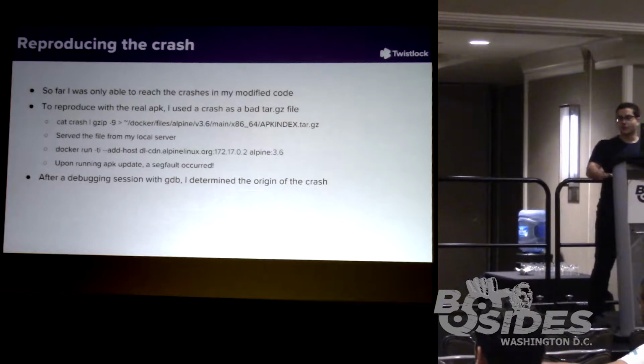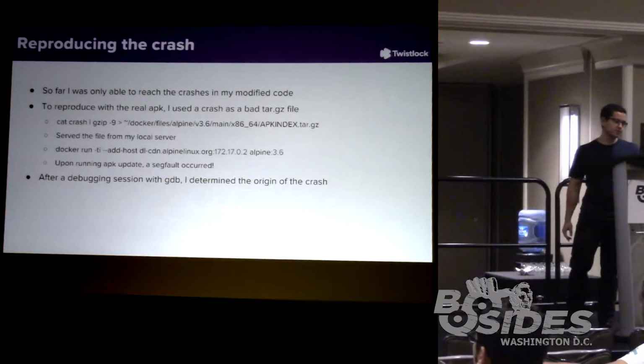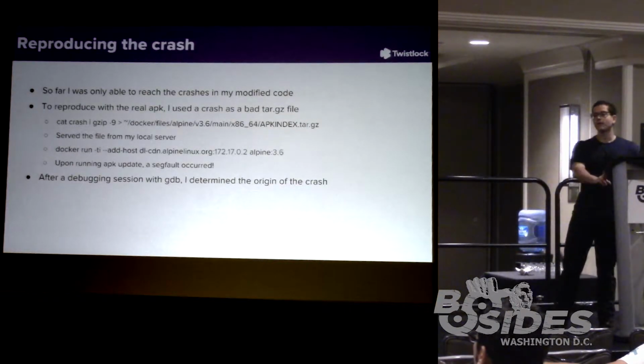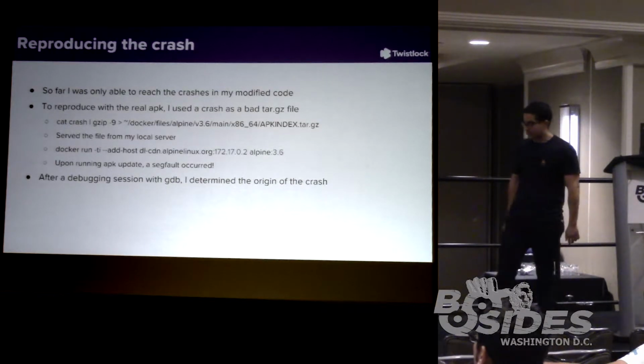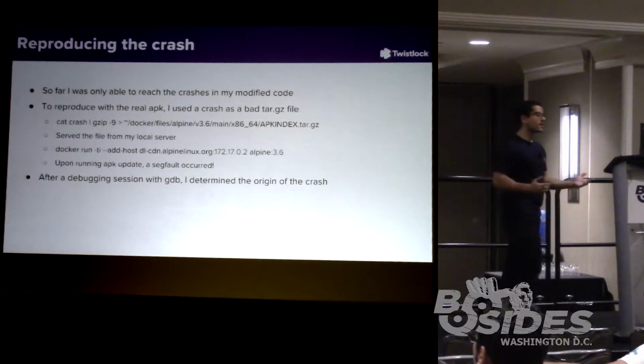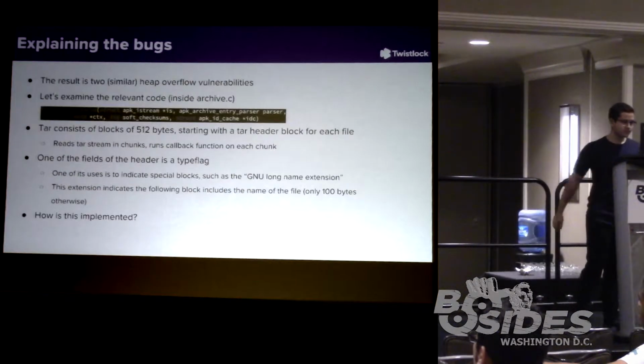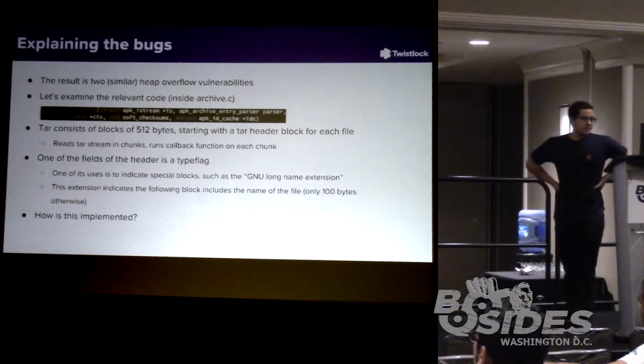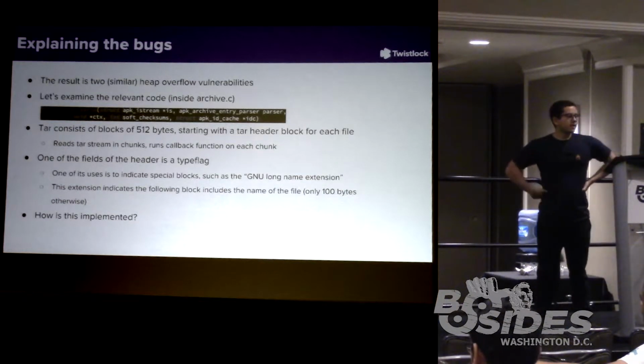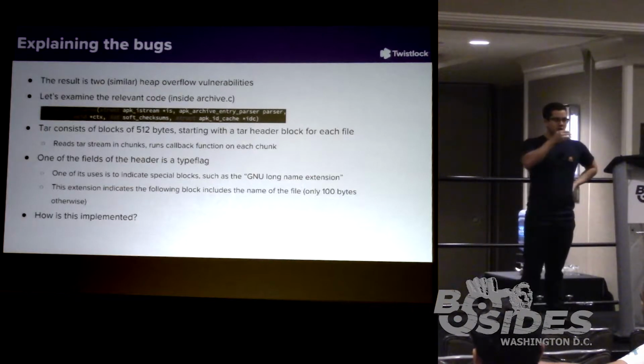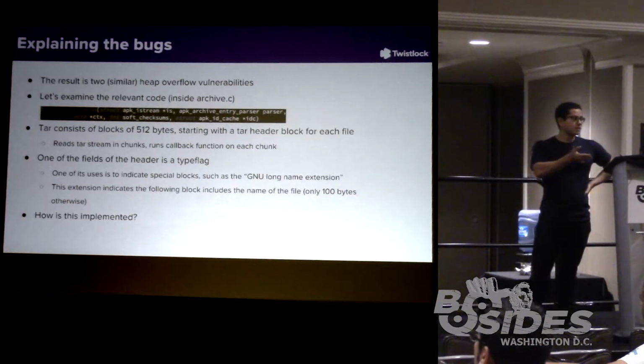So this time I opened GDB with the original source, and I found the origin of the crash. And I would like to explain what was the line causing that crash. Inside archive.c, we have the apk tar-parse function. That's its signature. That's the one I used.